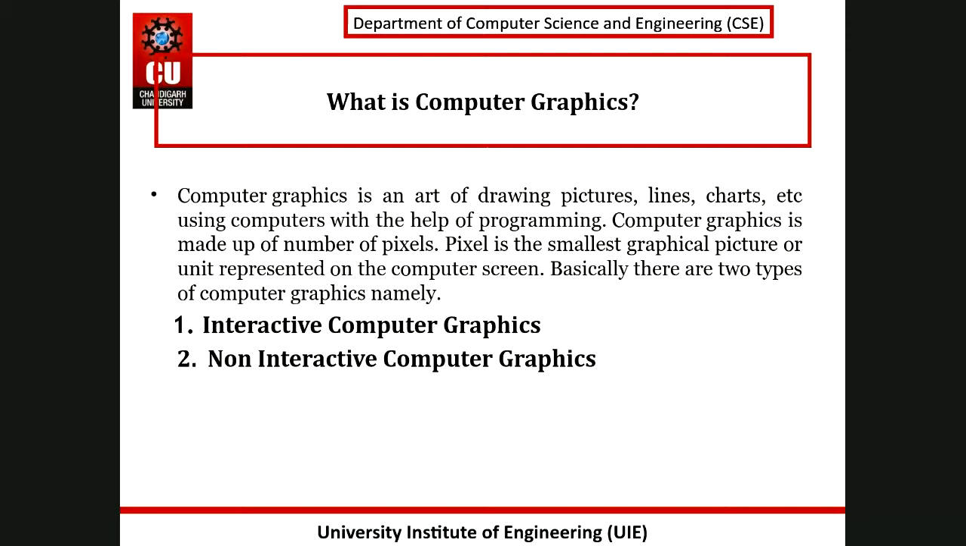What do you mean by pixel? A pixel is the smallest individual unit that can be represented on our computer screen, or you can say a pixel is a point. If I want to display a point on the computer screen, then this pixel or point is the smallest individual unit, and every image is a combination of pixels. So computer graphics is made up of a number of pixels. There are so many pixels, and every image is a combination of pixels.